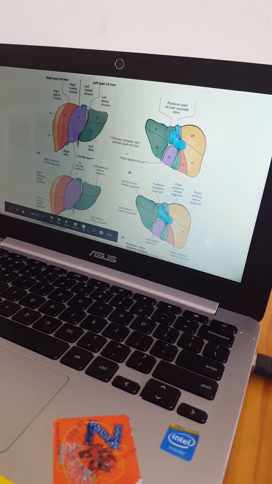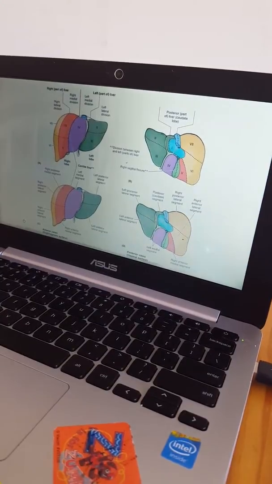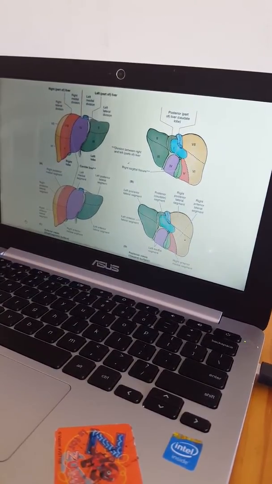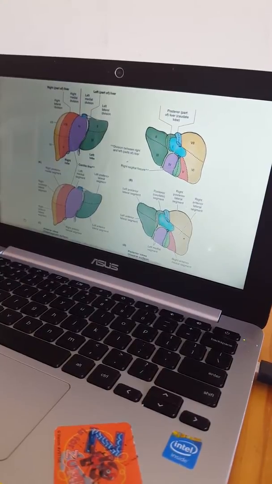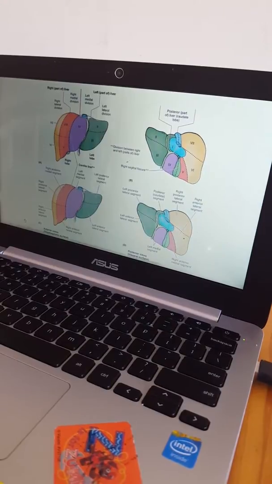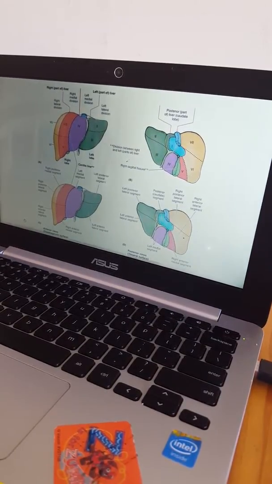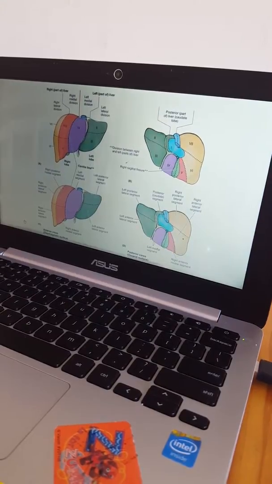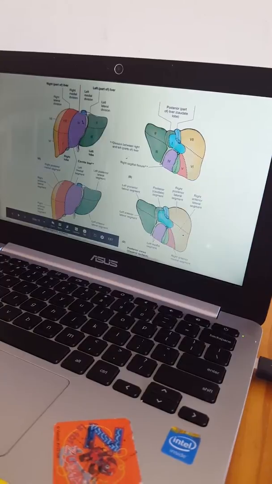Okay, so these are some segments of the liver. Those were lobes, and this is segments. This is important to go through and understand, but not so important for exam purposes. Part of it is, but not the whole of it. So I will just go through how they did it.